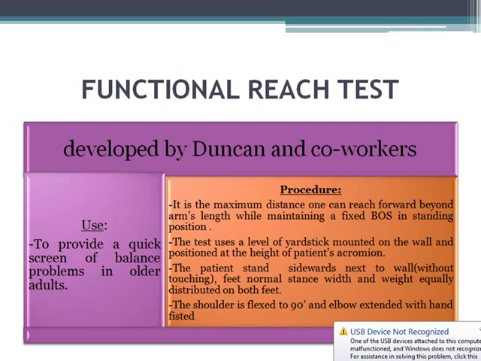The patient stands sideways next to the wall without touching it, feet in normal stance width and weight equally distributed on both feet. The shoulder is flexed to 90 degrees, elbow extended with hand fisted. So this is the position of the patient for the functional reach test.